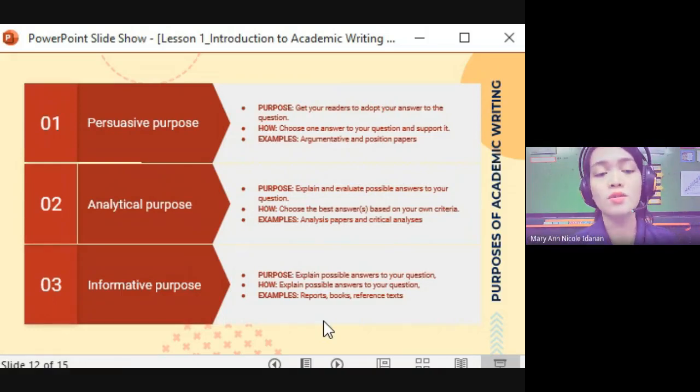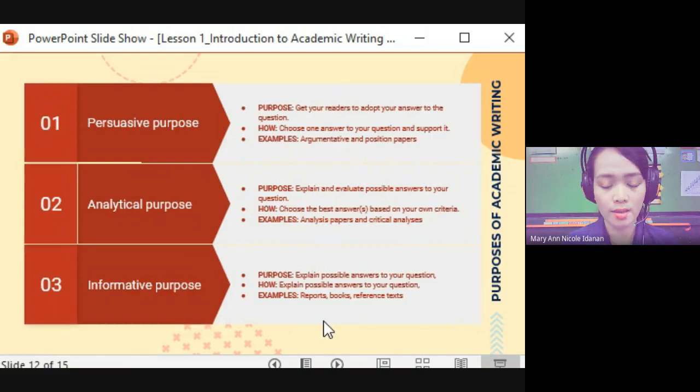Now, class, compared to the persuasive purpose and analytical purpose, here in informative, all you have to do is just inform your readers. You don't have to convince them, you don't have to explain a lot of things or think of the best possible answer, you just have to give them the information. Other examples are articles or the news. When you are reading the news, or even just watching the news on TV, they're just giving you the information.